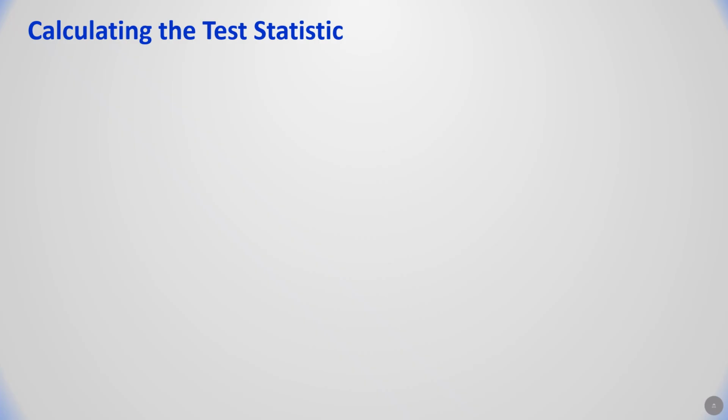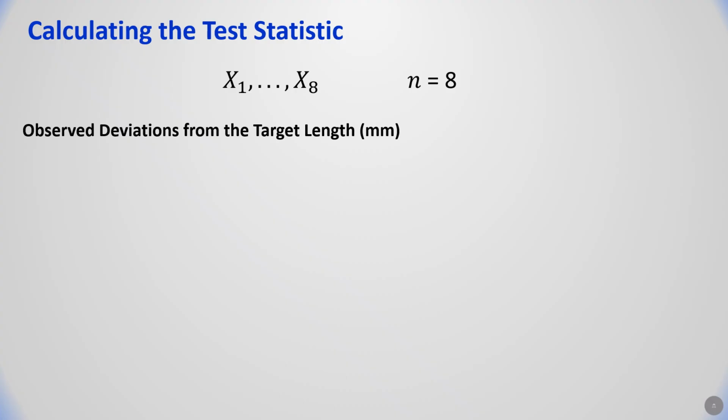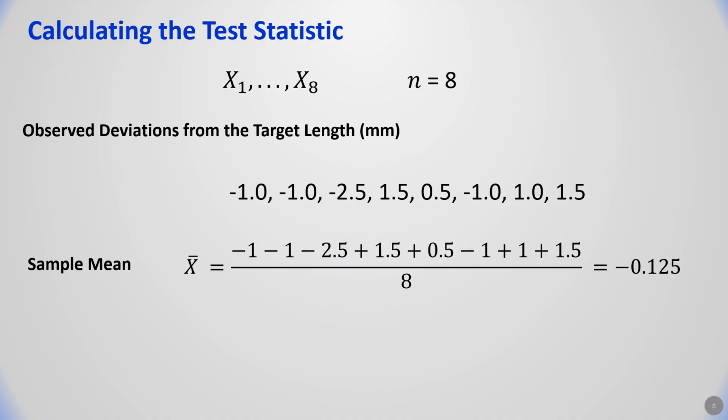Now let's calculate the test statistic using the observed deviations from the target length, measured in millimeters, for our sample of 8 metal rods. These values represent how much each rod differs from the target length. A positive value indicates a rod that is longer than the target, while a negative value indicates a rod that is shorter. First, we calculate the sample mean by adding the observed deviations and dividing by 8. This gives a sample mean of negative 0.125.